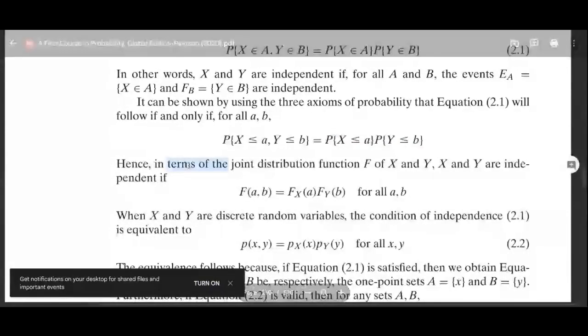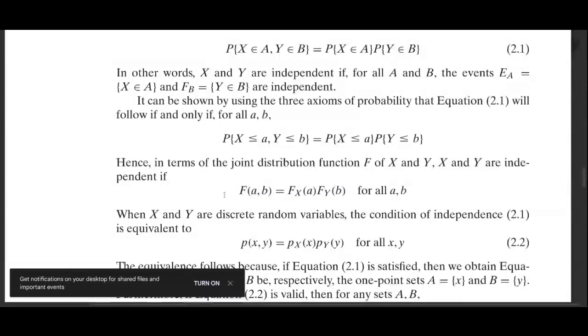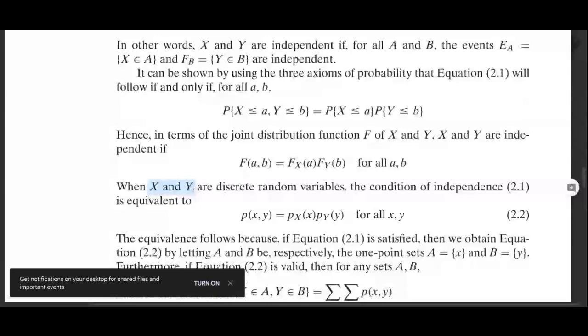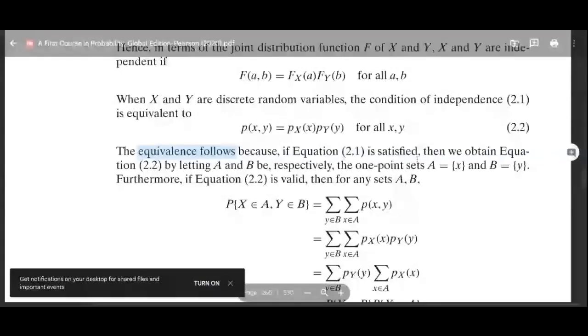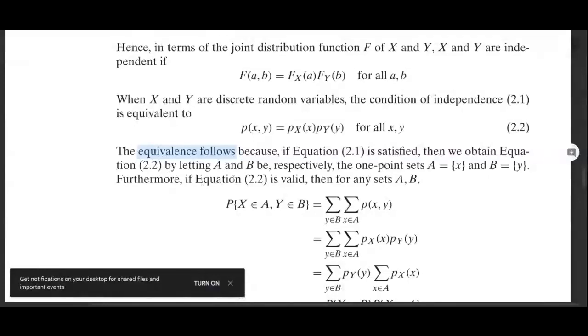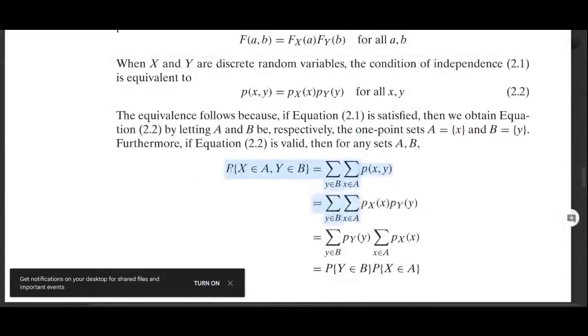So hence, in terms of the joint distribution function F of X and Y, X and Y are independent if F of A comma B is F sub X of A times F sub Y of B for all A and B. When X and Y are discrete random variables, the condition of independence is equivalent to this. The equivalence follows because it's satisfied, and we obtain the equation by letting A and B respectively be the one point sets. So this is a little proof of that.